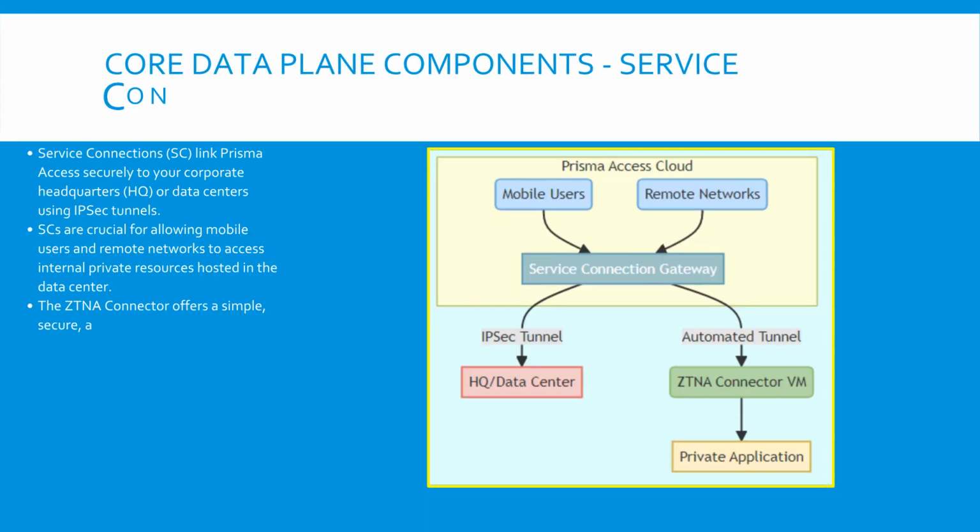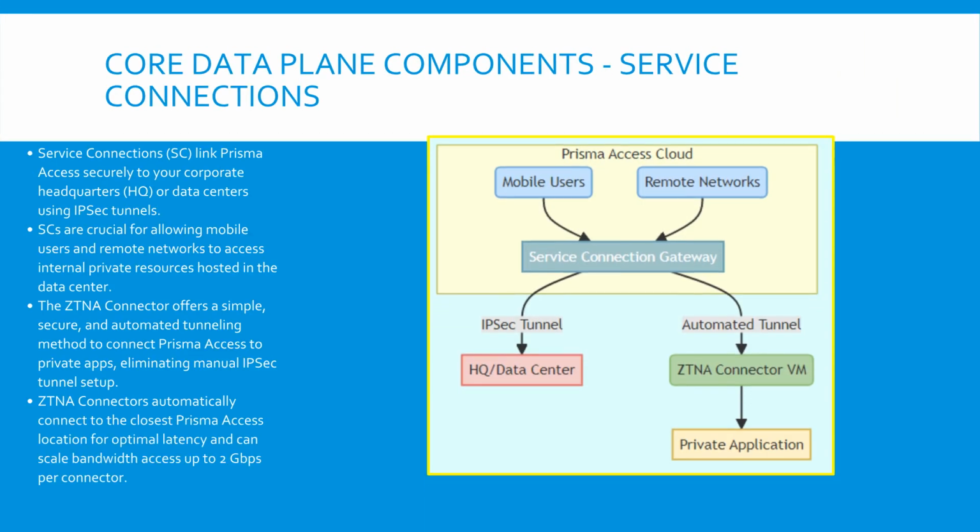The third critical architectural component is the service connection, or SC, which builds on the connectivity methods we just covered. Service connections are IPsec tunnels, created specifically to link Prisma Access to your organization's internal resources, such as your corporate headquarters or data centers. These are vital when your mobile users or remote branch offices need to securely access private applications or internal infrastructure hosted centrally.